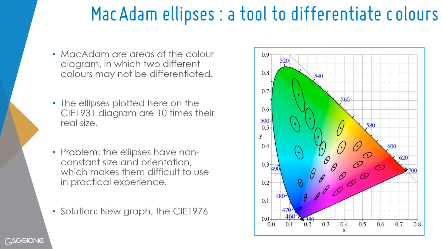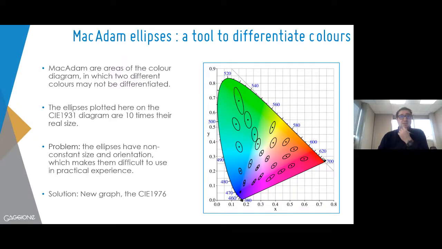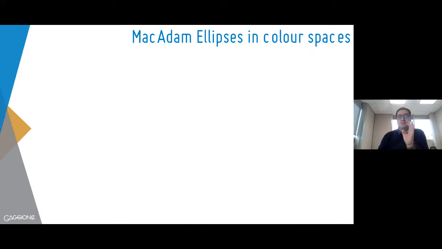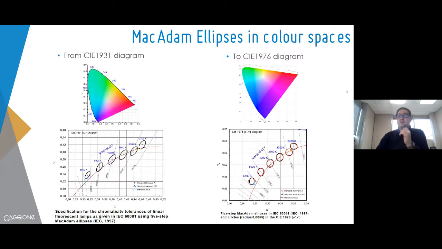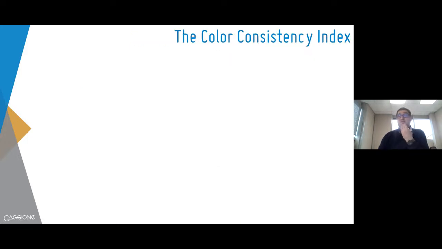So a new color space representation has been brought, called the CIE 1976. Without getting into details, what we can see on the right part of the screen, when we try to represent these MacAdam ellipses, is that they are way more consistent in size and in shape. In other words, they are rounder. So nowadays, we strongly recommend, and the industry has switched to, the CIE 1976 diagram to deal with color shift and color consistency. So we had to build something.